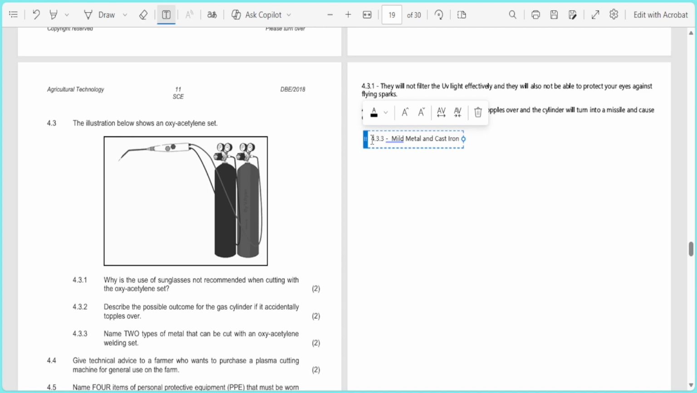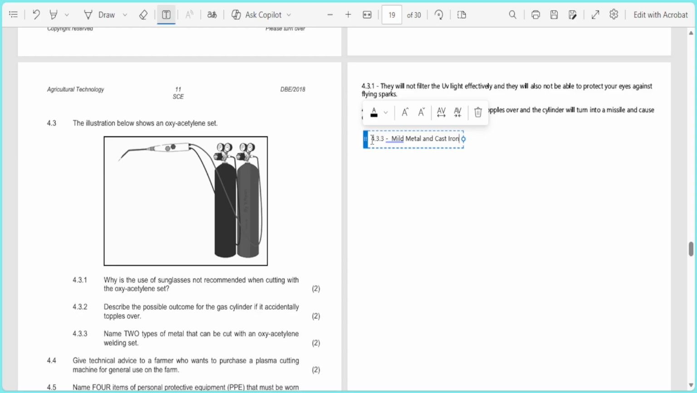Now, I want you to understand something here. Metals such as aluminum, copper, and brass cannot be cut this way. Oxyacetylene works on ferrous metals because the process relies on oxidizing the iron. The flame hits the metal, then pure oxygen is added, reacting with iron to form iron oxide, which melts at a lower temperature. Now, what did I say?